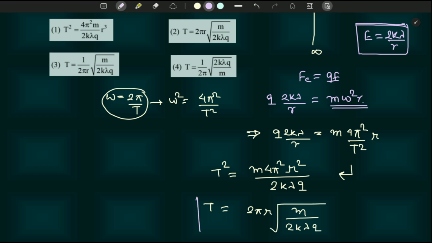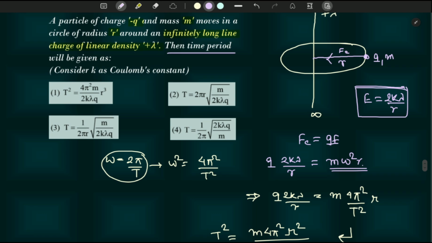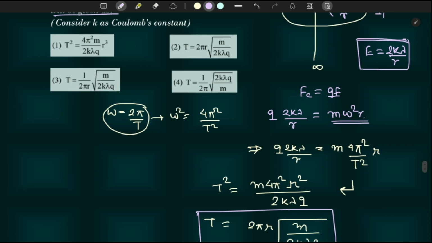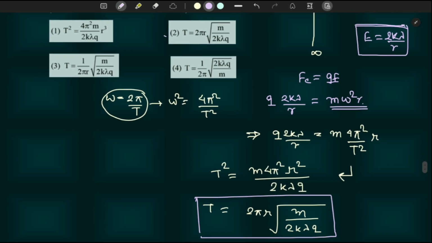So I have found the time period. This was only asked in the question. Looking at the options, I think option number 2, T equals 2π r m by 2kλq under root, is the correct answer to our question.